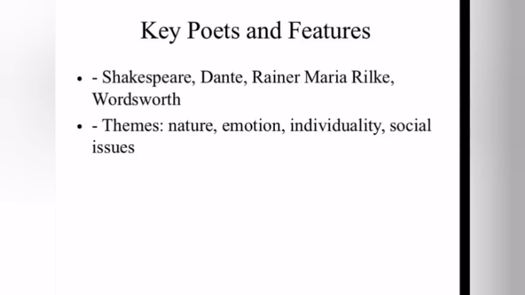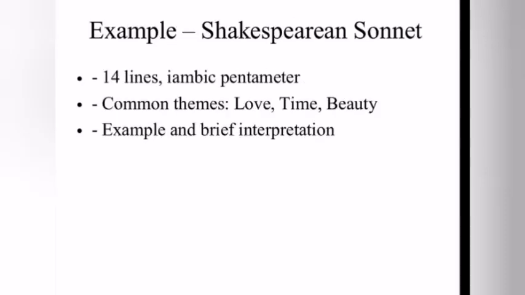Most of them had all these themes. This was what it was practically centered on. This was the whole idea most of them were trying to pass across through their writings. Now, an example is the Shakespearean sonnet. We know that one of the characteristics of a sonnet is 14 lines and the iambic pentameter. That's the rhyme scheme. All right. Now, the common themes in the Shakespearean sonnet are love, time, and beauty.